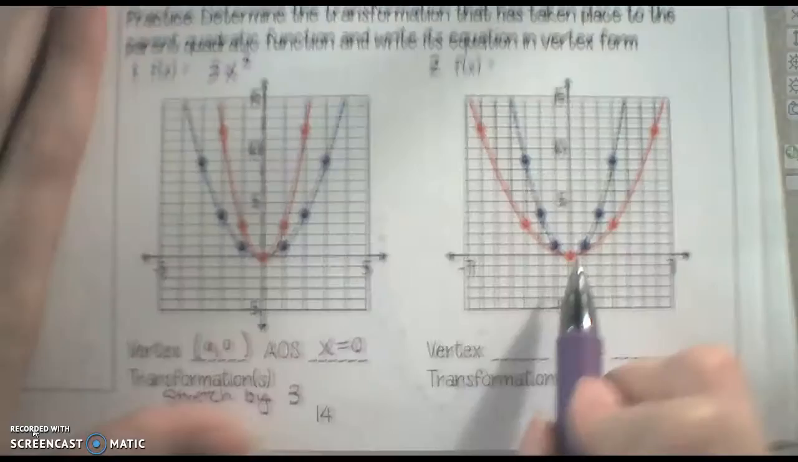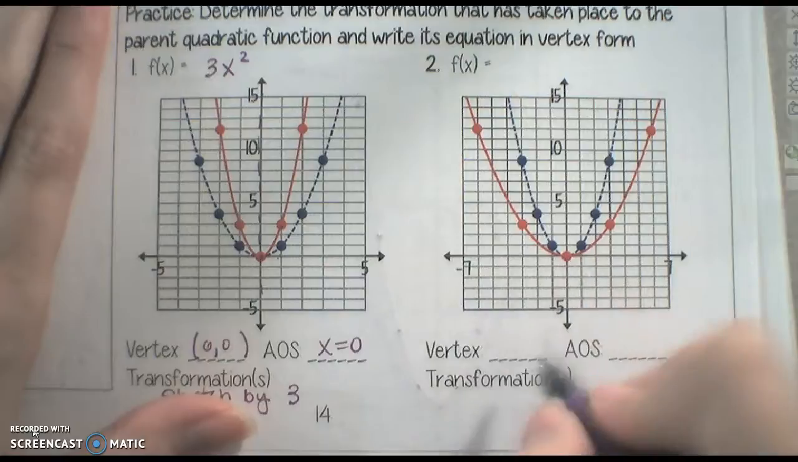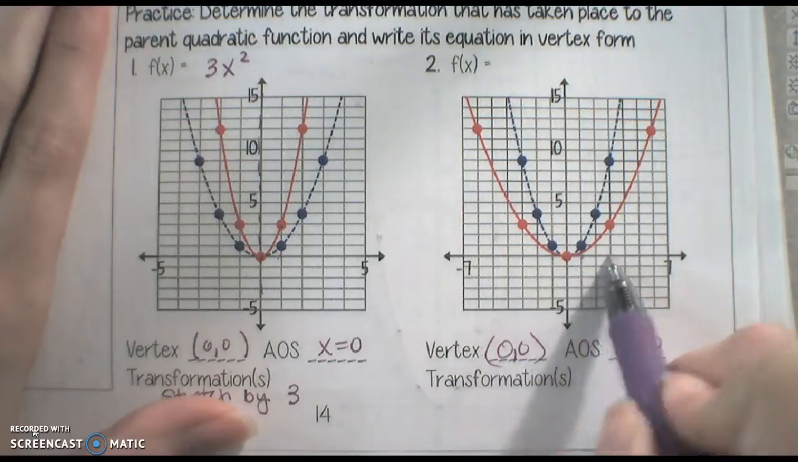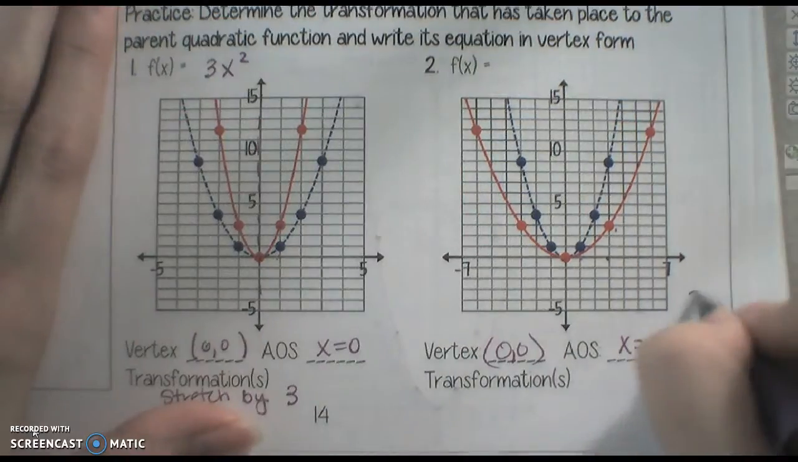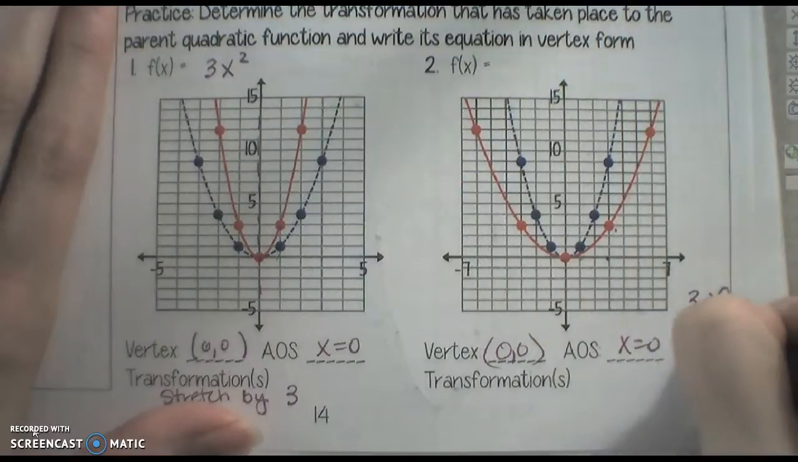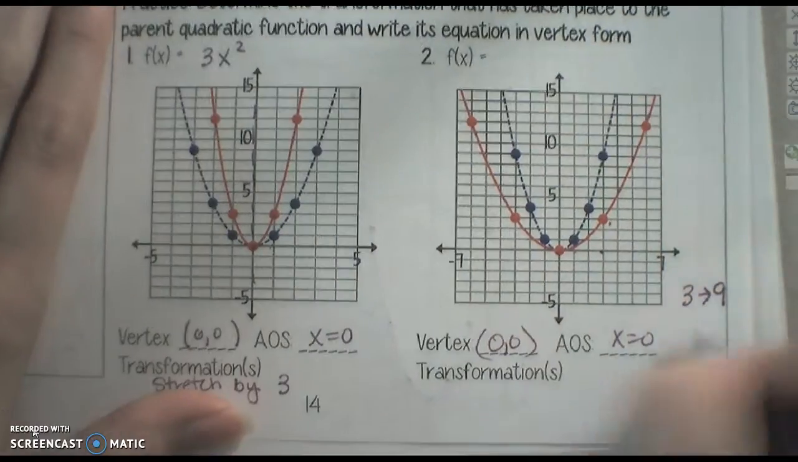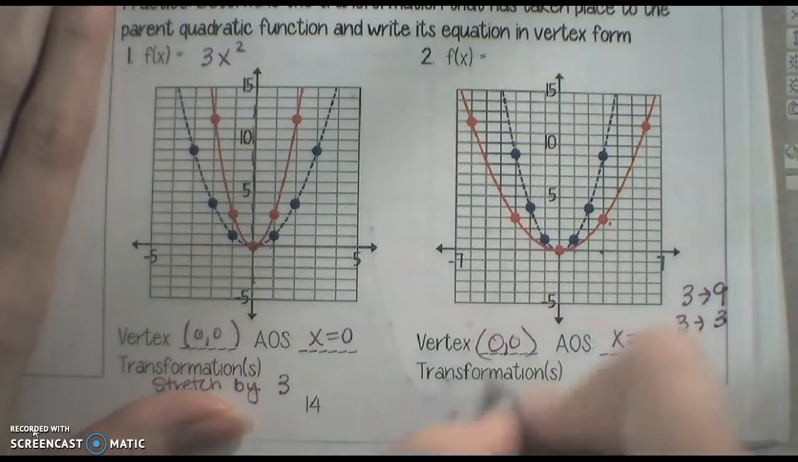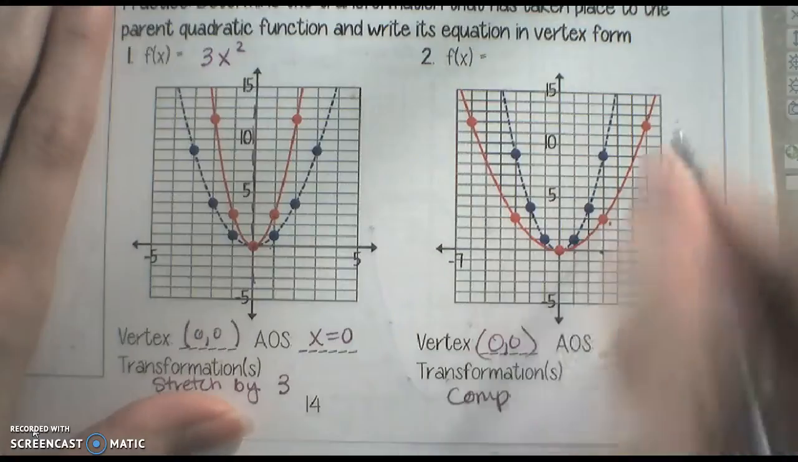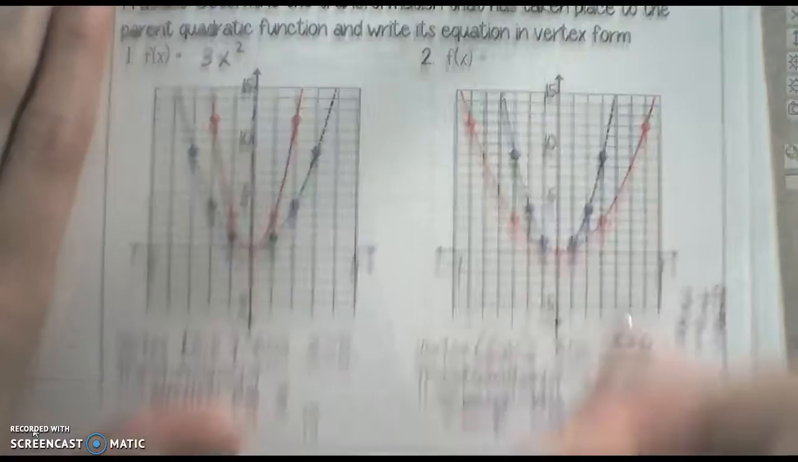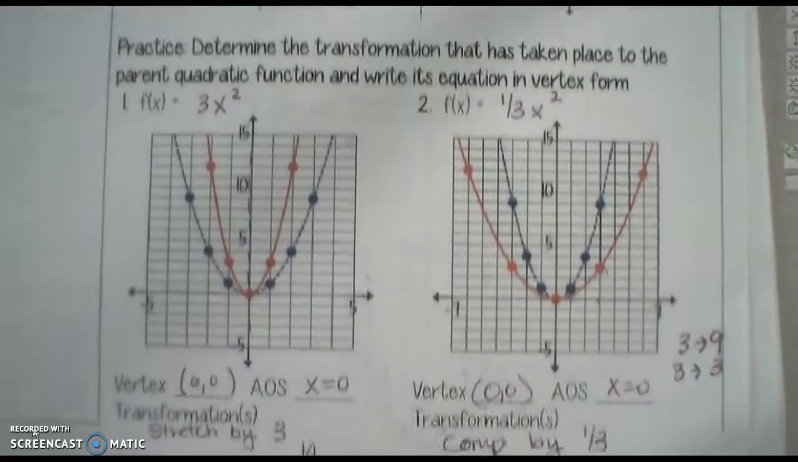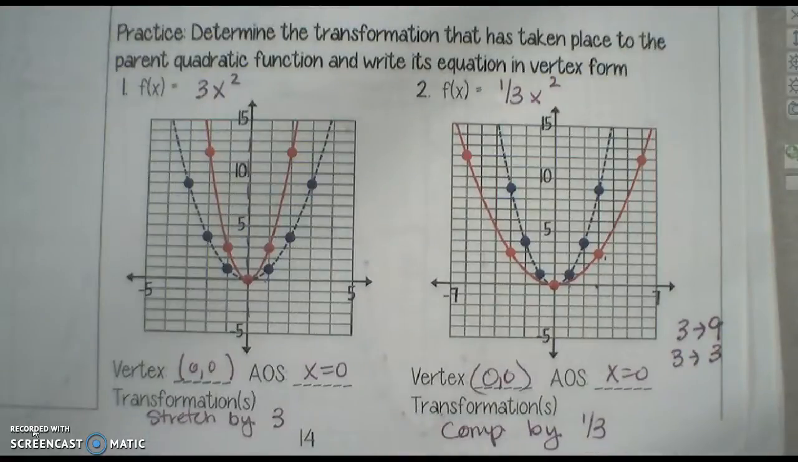So for this next one, we're again looking at the red, and we have a vertex of 0, 0. So x equals 0. And it looks like we went over 1, 2, 3 and up 3. Well, 3 normally would put us up at 9. But instead, we're only going up to 3. So we only went up 1/3 of what we normally would. So that means that this is a compression, because we're more wide there, by a factor of 1/3. So we need to have a 1/3 in front of our x squared, and we didn't move left, right, up, or down, so no other transformations took place.